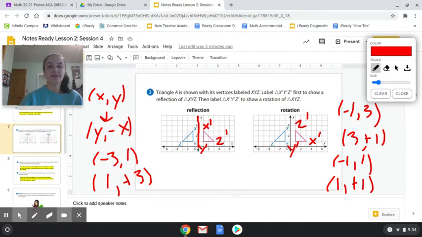So even though they're in the same orientation, same size, same shape, and everything, they now have different directions because what was x here is now here. So when the vertices are labeled, we can tell the difference between a reflection and a rotation, whereas when they're not labeled, we would not be able to tell.